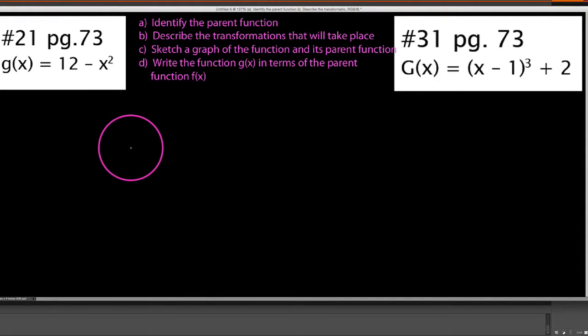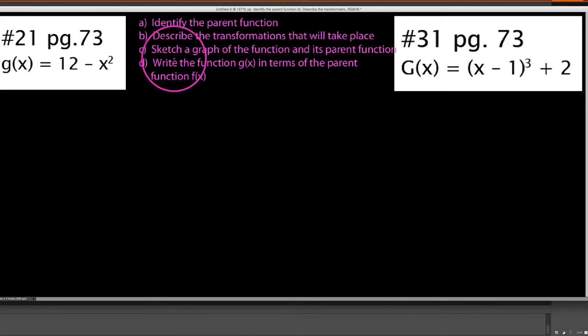Okay, YouTube, this is my last video on the transformations of functions, in which we're really going to use what we discussed in the last video to quickly sketch graphs of transformed functions, or functions in general, knowing what we know about basic parent functions and transformations themselves. So for these two examples that I pulled from my particular textbook, we're going to identify the parent function that is associated with the given functions, lowercase and uppercase g of x, and we're going to describe the transformations that take place.